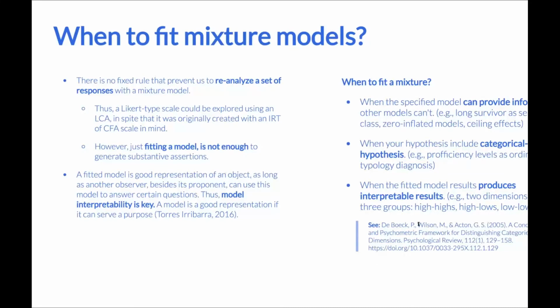So I would say that, in summary, the main examples in which it is useful to fit a mixture model are when the model can provide you information that the other models can't. And this is the case for lock survivors, for zero-inflated models and ceiling effects, especially when you have a categorical hypothesis. So this is great with proficiency levels as ordinal features, or when you have a typology diagnosis, for example, when you're using indicators for classifying diseases.